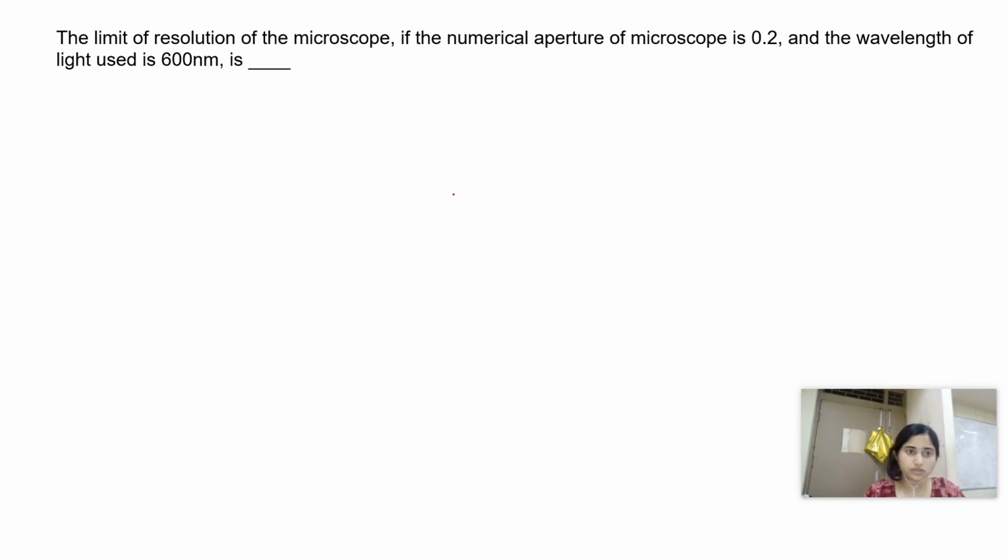So here this question: the limit of resolution of the microscope, if the numerical aperture of the microscope is 0.2 and the wavelength of light used is 600 nanometer. This is a very easy problem.